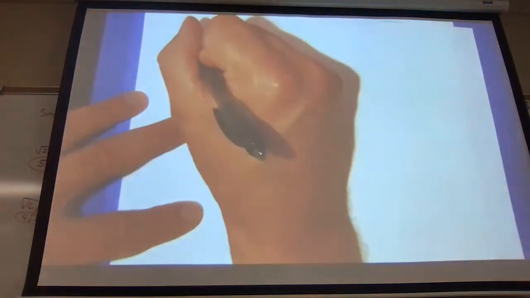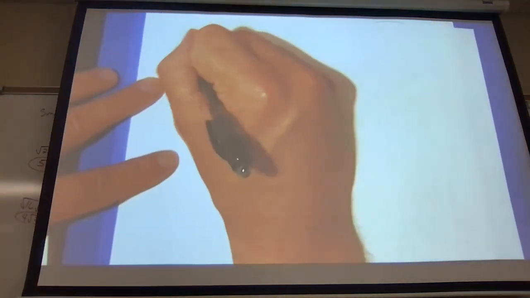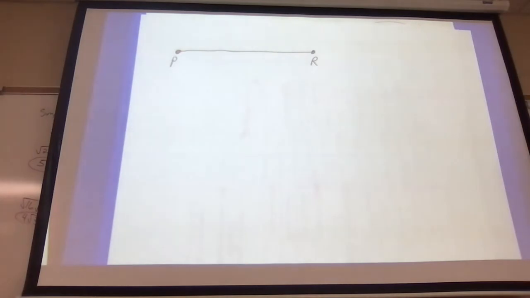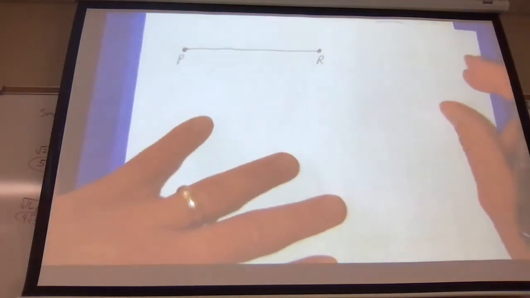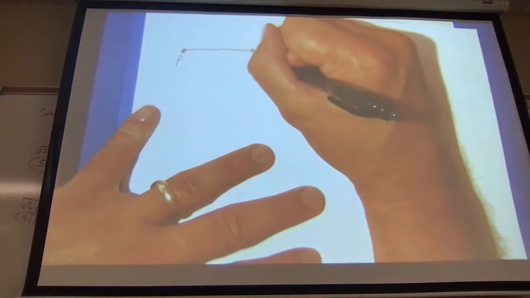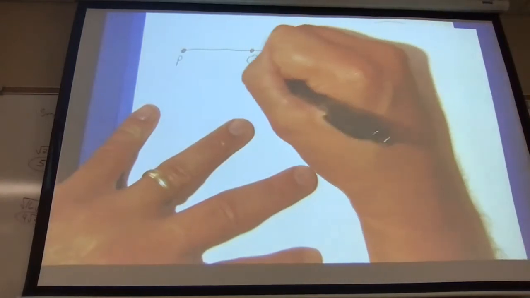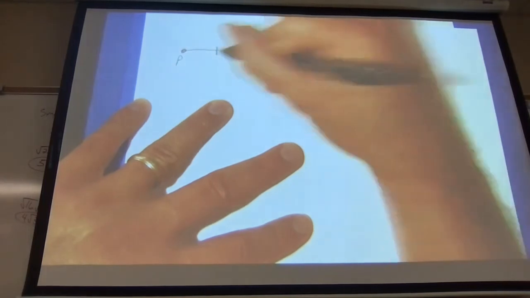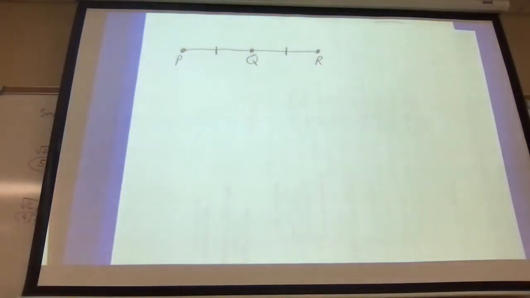So let's say we've got a segment. Let's call the endpoints P and R. And then like we did before, we're going to put the midpoint in here. It's going to be right in the middle. I'm going to call it point Q this time. To show it's the midpoint, we're going to put those little congruence marks to show it's right in the middle.